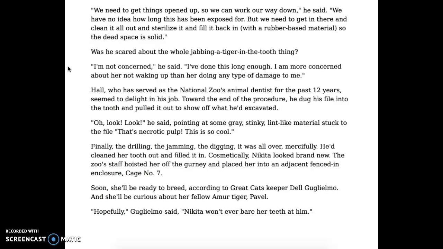Hall, who has served as the National Zoo's animal dentist for the past 12 years, seemed to delight in his job. Toward the end of the procedure, he dug his file into the tooth and pulled it out to show off what he'd excavated. Oh, look, he said, pointing at some gray, stinky lint-like material stuck to the file. That's necrotic pulp. This is so cool.